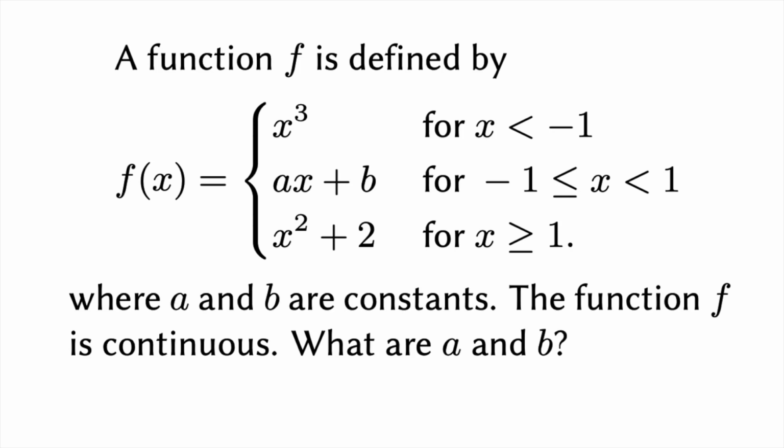Function f is x cubed for x less than -1, ax plus b when x is between -1 and 1, x squared plus 2 for x greater or equal to 1. We also know the function f is continuous. What are a and b?